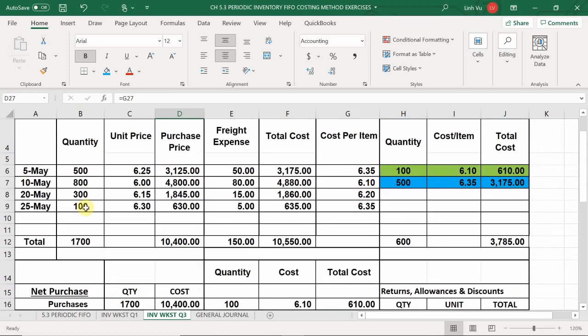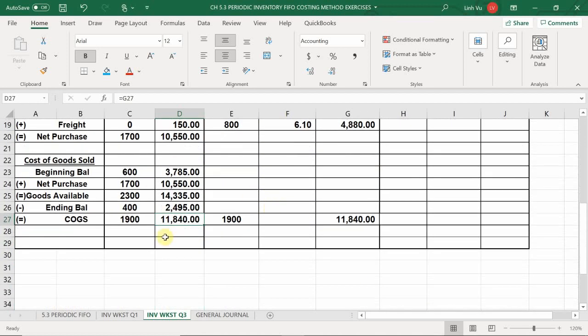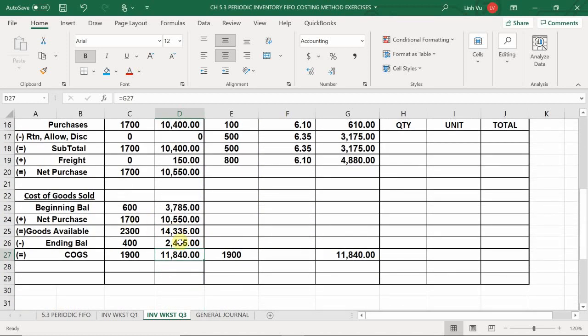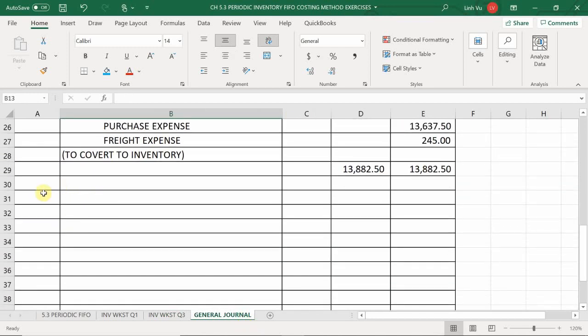What are going to be my credits, right? Because I'm converting, what am I converting from? Purchase expense. And what else? And the freight. Okay. Is that all I have to include? I think so. Okay, so let's go ahead and test that theory first, and then we'll find out what we are missing.